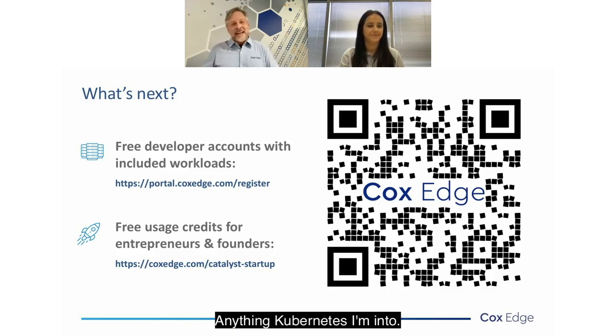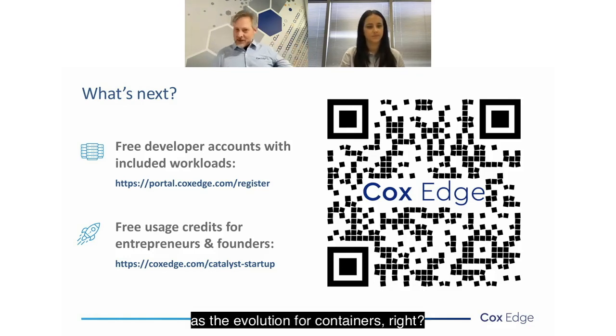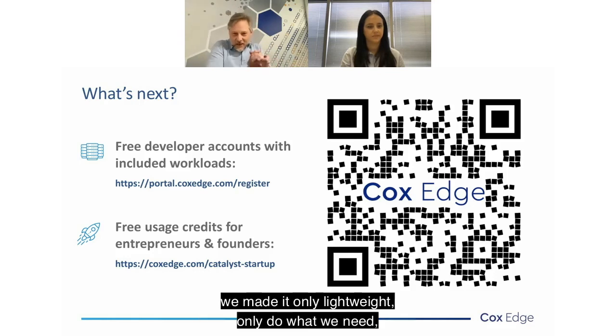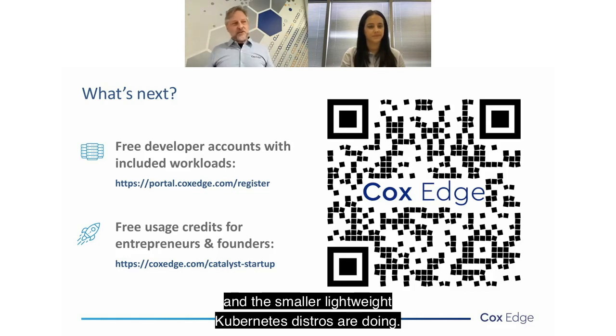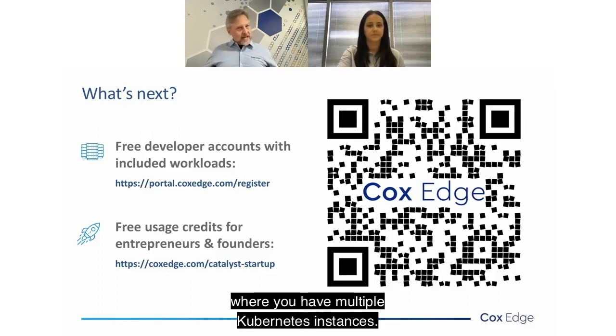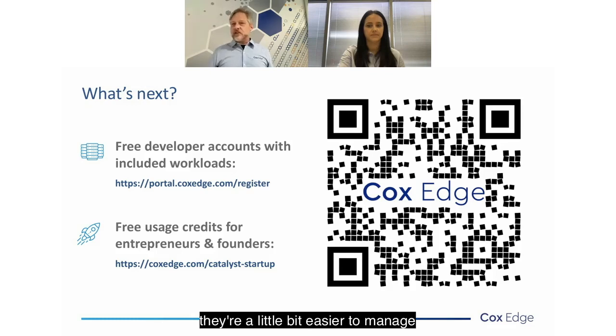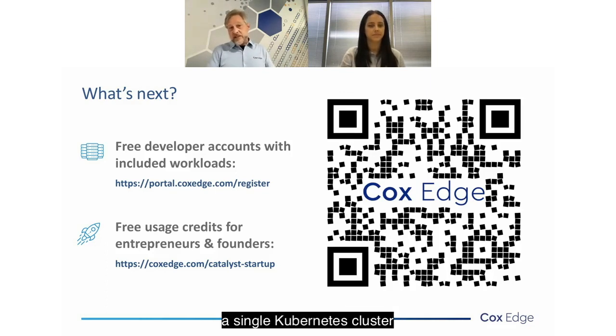Anything Kubernetes I'm into. So they are great solutions. I see them as the evolution for Kubernetes, as the evolution for containers, right? So we took a VM, we stripped it down, we made it only lightweight, only do what we need. Well, that's what K3s and the smaller lightweight Kubernetes distros are doing. So really great, cool solutions. You still kind of run into the situation where you have multiple Kubernetes instances. Now, granted, there's some argument they're a little bit easier to manage because they're so lightweight, but you're still having to go out to multiple different instances. What we really showed you here is the ability to stand up a single Kubernetes cluster and have one endpoint management. So love those tools, really great tools, little different use case though than what we were presenting here.